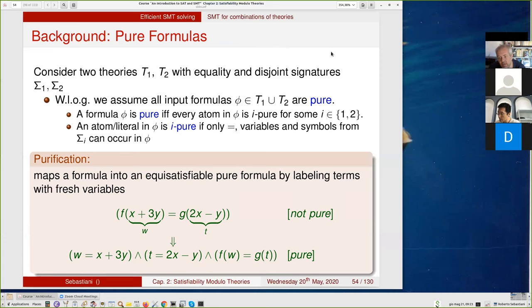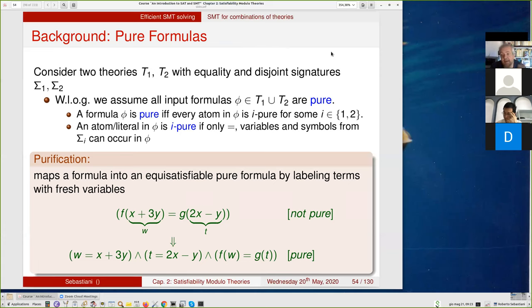Well, we are speaking about theories with equality. So we assume that every theory we are speaking about has equality as a symbol with the obvious standard meaning. And also suppose that all the theories have disjoint signatures, so they have different function and predicate symbols.